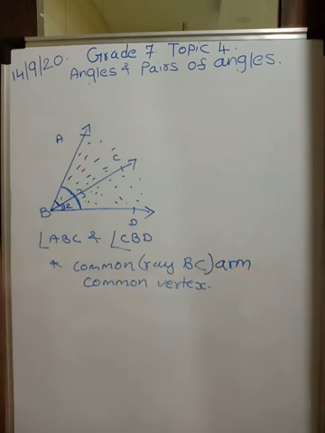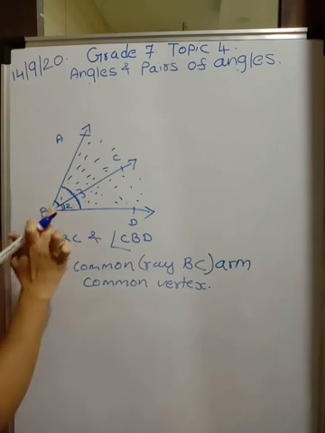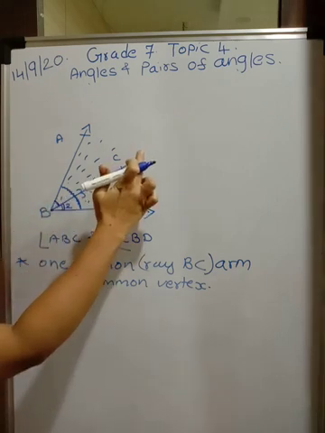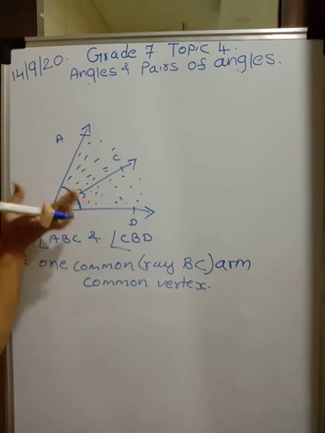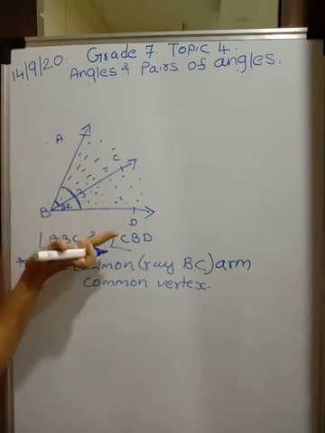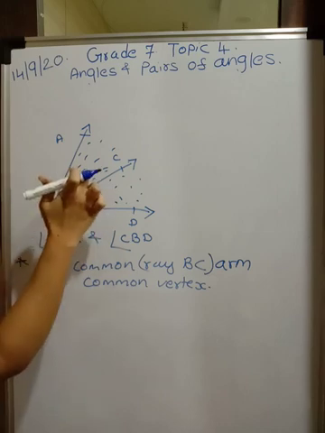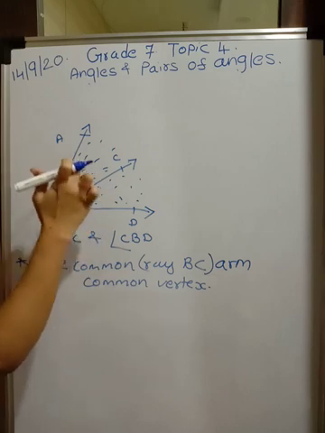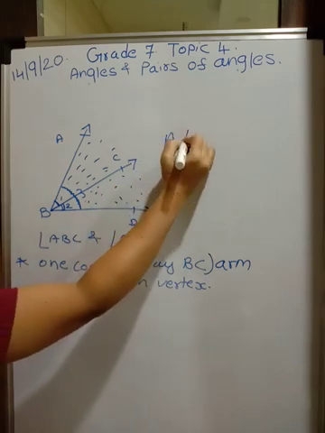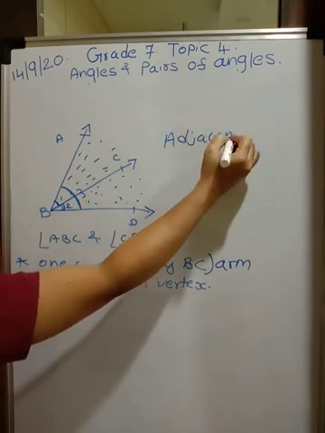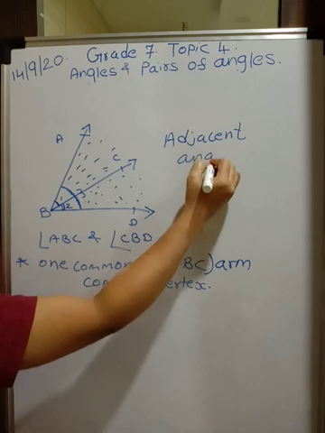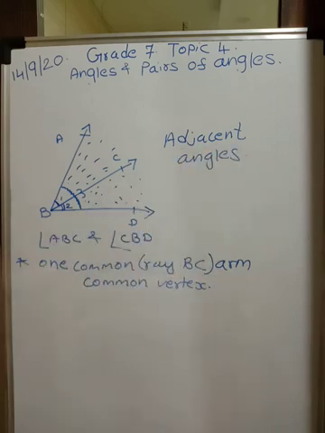One arm is common. So I will write here: one common arm. So two angles which have one common arm, and the remaining arms lie on the opposite side of that common arm. They have a common vertex and their interiors are separate. These two angles are called adjacent angles. So these are called adjacent angles.